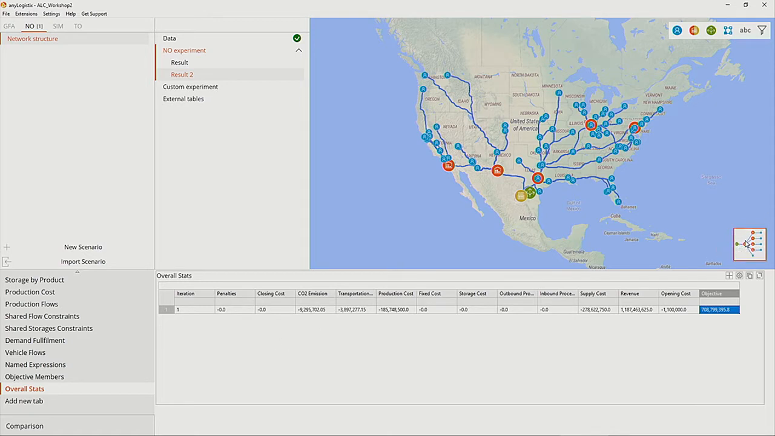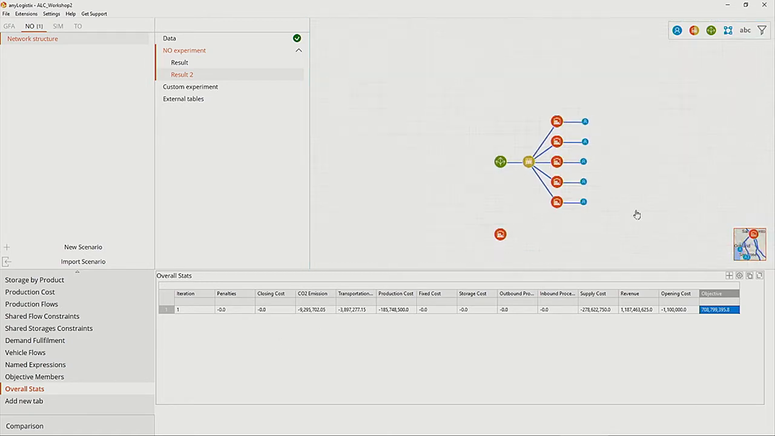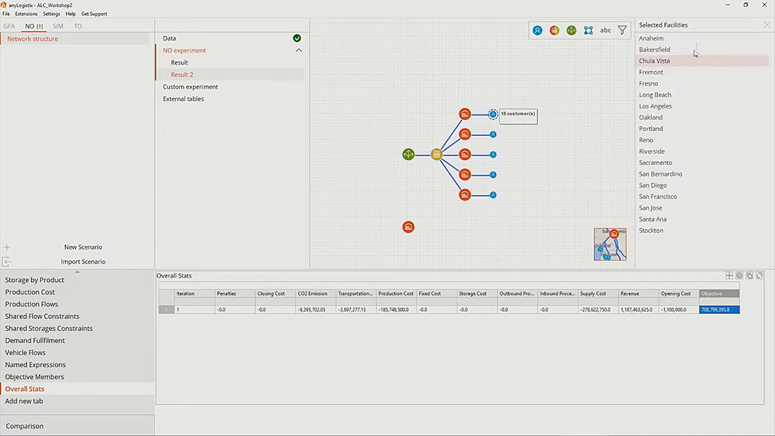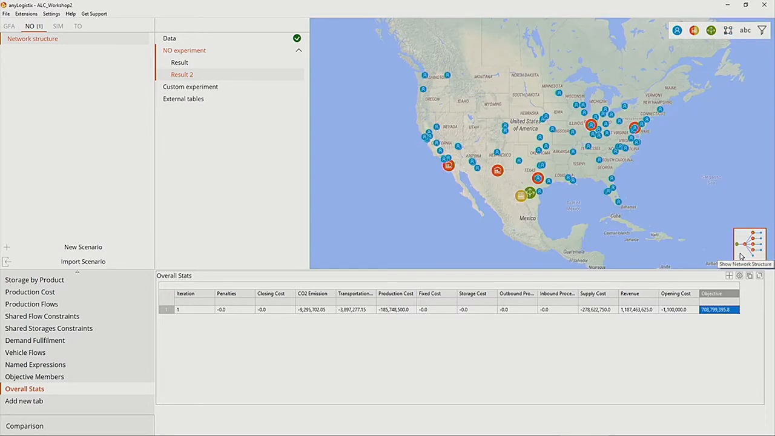We can also look at the network structure. So some sites were not used at all. They are switched off. And each location that has been used by the optimizer supplies its own set of customers. So we have our network structure.